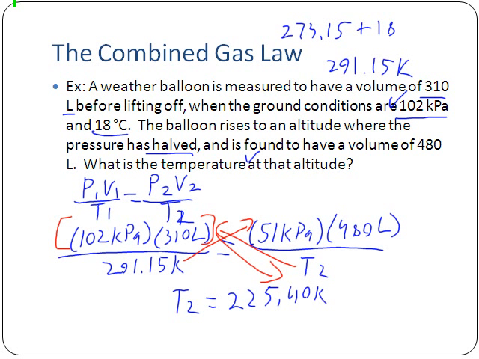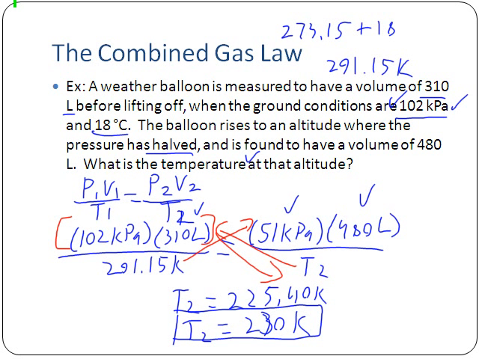225.40 Kelvin. Significant figure-wise, we have 3 significant figures for our kilopascals originally. We have two significant figures for our one that's after it's halved over here. Two significant figures on our volume in liters over here. So we're going to have two significant figures here. And so T2 would be 230 kelvins. And that would be our final answer here using the combined gas law.